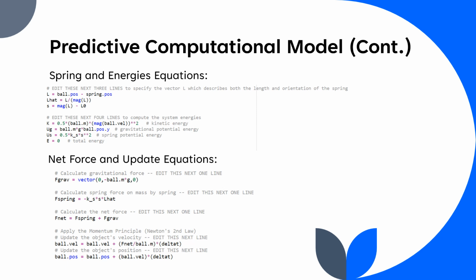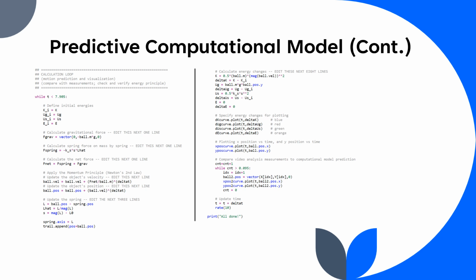Here are some equations that were coded into my predictive model, including the length and orientation of the spring to find the distance from the natural length of the spring, the energy types involved, the forces involved, and the velocity and position update formula. Here is a calculation loop for my predictive model in which we coded the energy changes for the system as a whole, including change in kinetic energy, change in gravitational potential energy, and change in spring potential energy, along with the code that would compare the tracker analysis measurements to the computational model prediction.